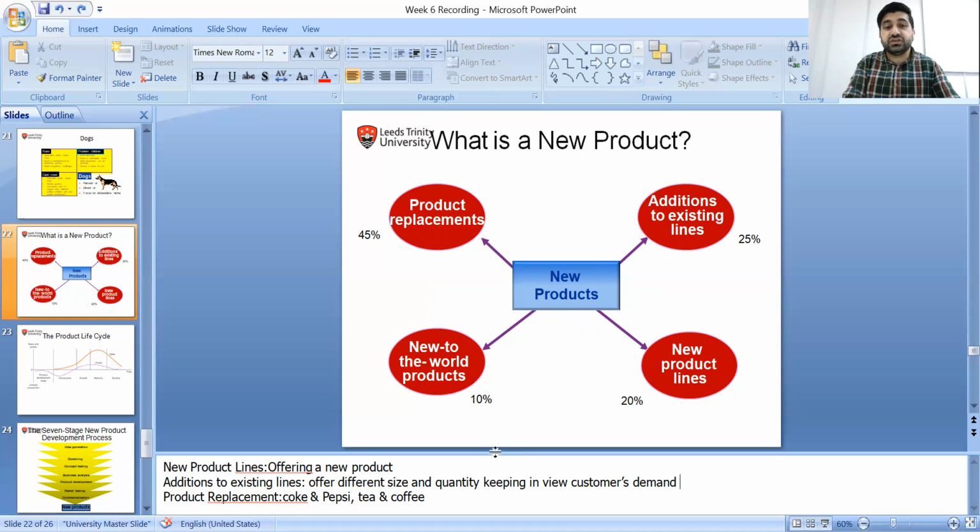Number 4 is new to the world product. That is a completely new product we are going to launch. So based on ideas, based on the business, what type of product we are going to offer. It could be either the new product line, or we are just changing the sizes, or we are replacing the product, or it could be a completely new product we are going to offer to the market.